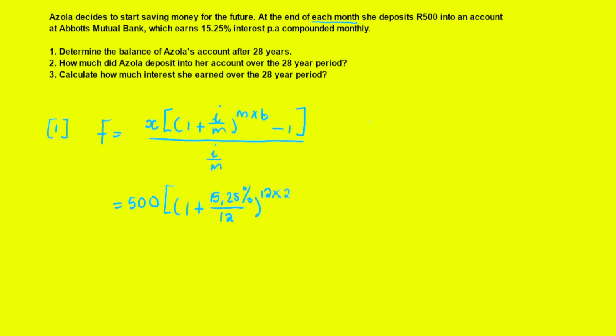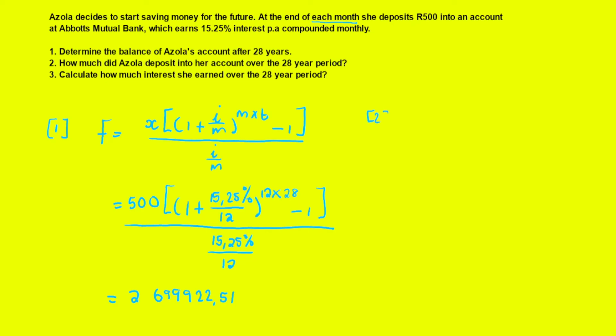Multiplied by the number of years, which is 28, minus 1, over, again, the interest rate here would be 15.25% divided by 12. Whoop this in your calculator and you get a wholesome amount of 2,699,922.51. So she's making a couple of rands, right?